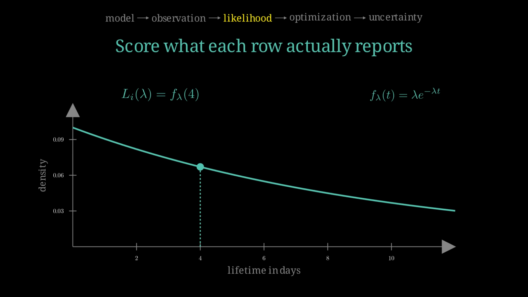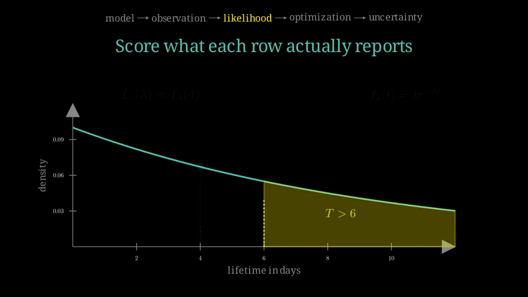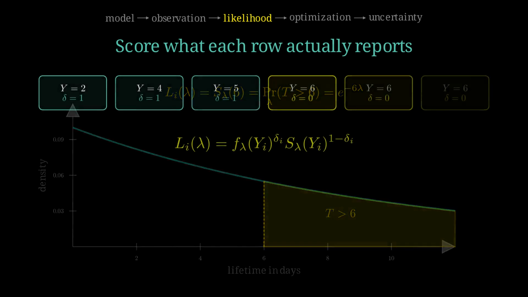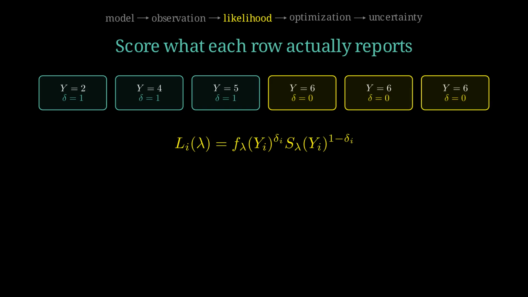Why not evaluate the density at day 6 for a censored machine? Because no failure occurred there. Every lifetime beyond day 6 is compatible with the record. Add that whole tail and we obtain the survival probability, the chance of lasting beyond the cutoff. One compact expression now dispatches each row correctly. When the event indicator is 1, the density factor remains. When it is 0, the survival factor remains.